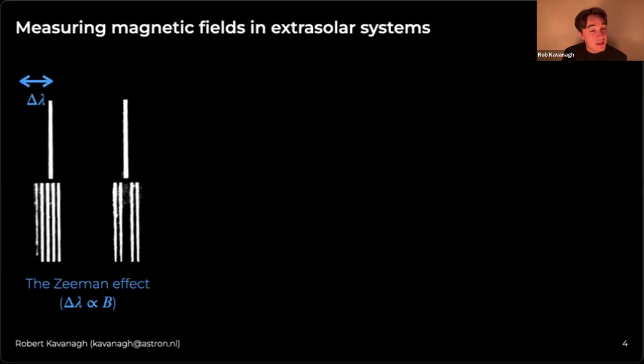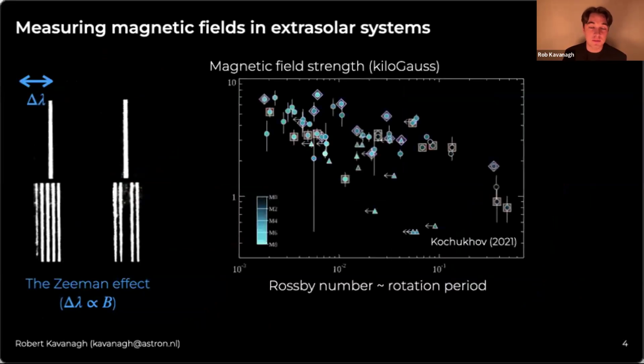So one direct way to measure magnetic fields is through the Zeeman effect, right? This is the splitting of spectral lines in the presence of a magnetic field. And in extrasolar systems, this has been very successful for measuring the magnetic fields of stars themselves. So here's just an example of the magnetic field strengths of M-dwarf stars as a function of this property called Rossby number. You can just think of this as rotation period for simplicity. And you can see that we can develop these trends in rotation period and so on and so forth, kind of probing activity and things like that as well.